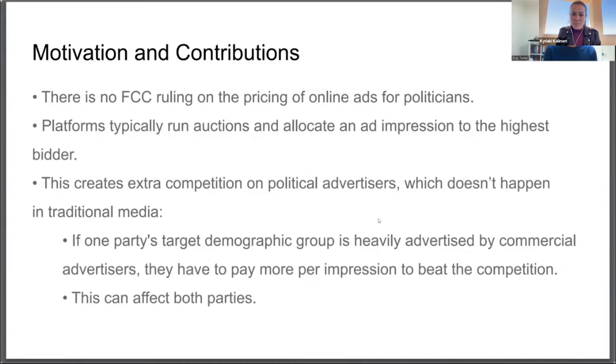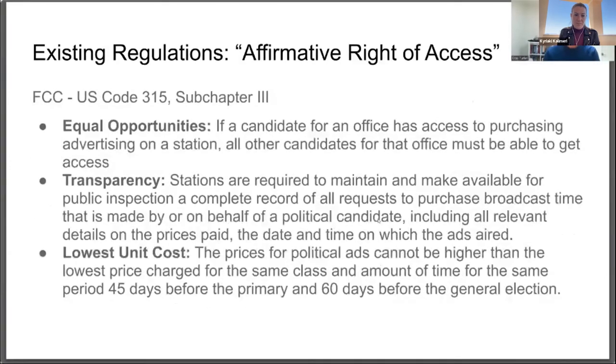So if one party wants to show their ads to younger demographics that are also heavily targeted by cosmetic companies or clothing companies, they need to pay more to beat them. And this kind of competition can affect both parties. This does not happen in traditional media, as we will see, or there's a limit to which this could happen in traditional media.